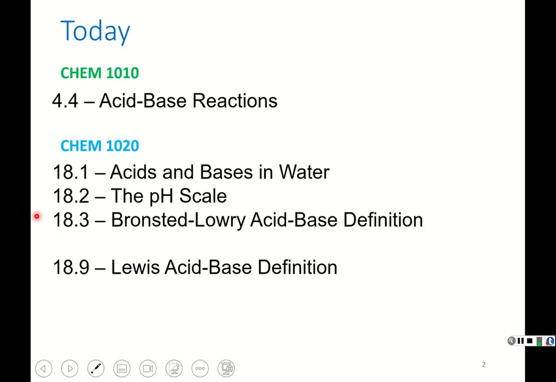Okay. So where this material is coming from, the 1st quarter of general chemistry, Chapter 4, Section 4. We'll review a little bit of that at the beginning of class, and then in the 2nd quarter we covered sections 18.1 to 18.3, and then 18.9 is the Lewis acid-base definition.